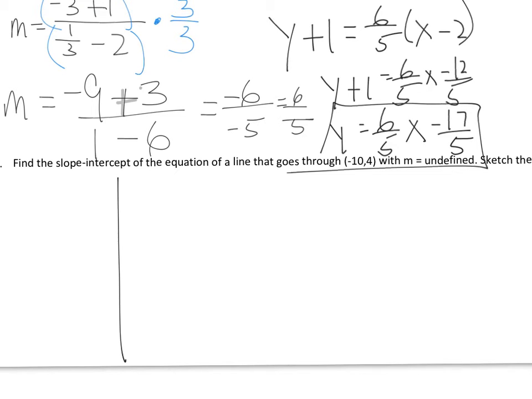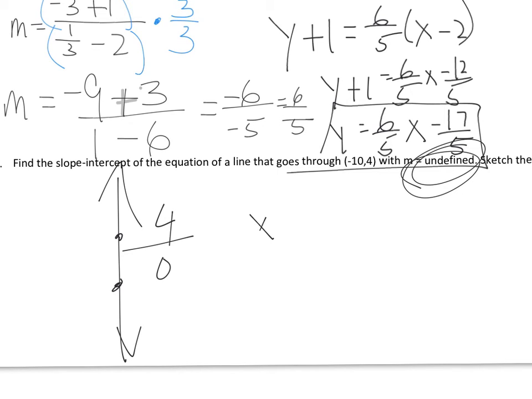Well, what are undefined slopes? Those are vertical lines. Because if I went from one point to that point, that would be going up 4 or going up 2 or however much, but running 0. If I run 0, then I have a vertical line. So whenever you see slope undefined, we have x equals, because it's a vertical line. So what is the x value of the point? X equals -10. You are done.